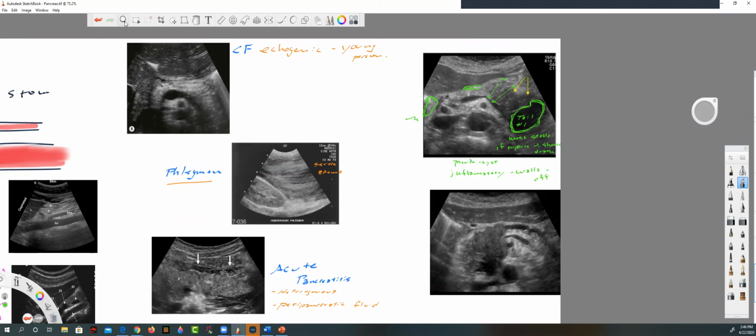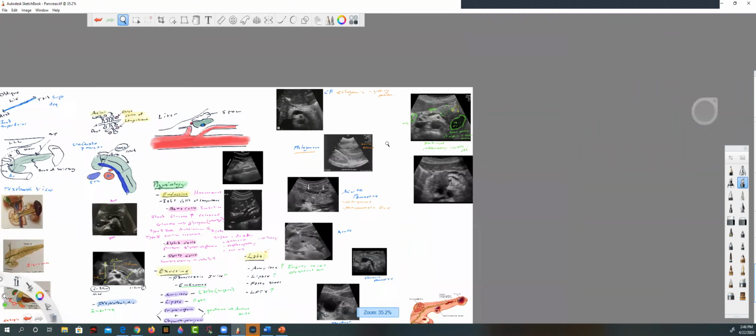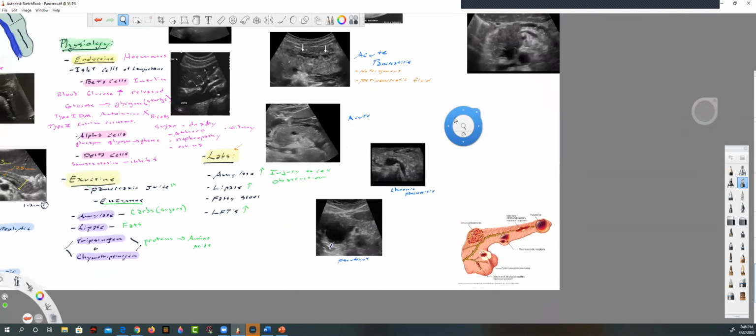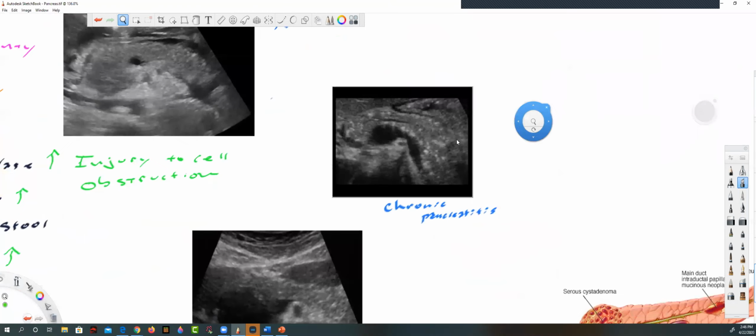Chronic pancreatitis, I think I put this in the wrong spot. Yeah, I did. There it is, down there. A little out of order for that, but that's okay. Over time, chronic pancreatitis basically means multiple acute episodes. So over the years, this person has had multiple episodes of acute pancreatitis.